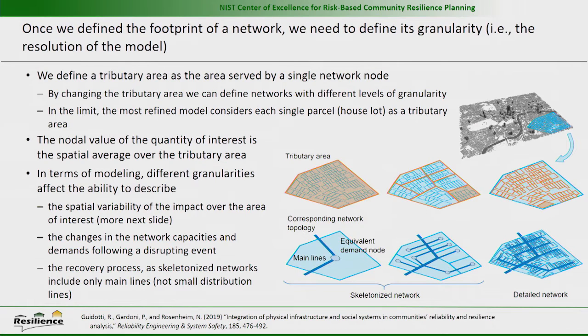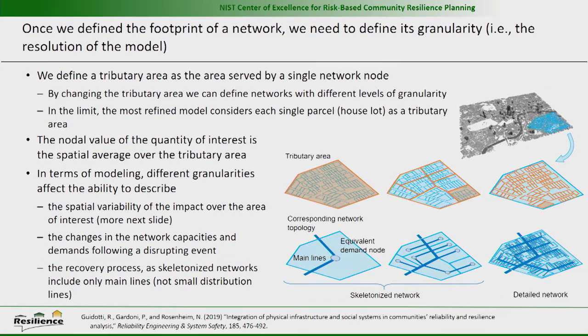Once we define the footprint of a network, we then need to define its granularity, or if you want, the resolution of the model. So we define a tributary area as the area served by a single network node, and then by changing the tributary area, we can define networks with different levels of granularity. And in the limit, the most refined model considers each single parcel or house lot as a tributary area. The nodal value of the quantity of interest is then the spatial average over the tributary area.